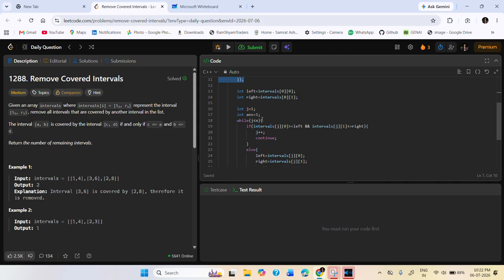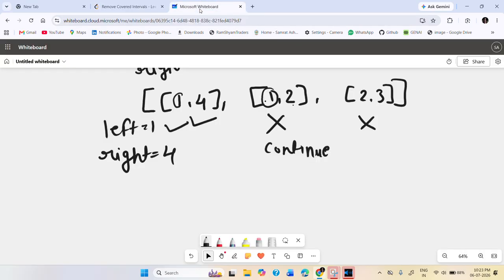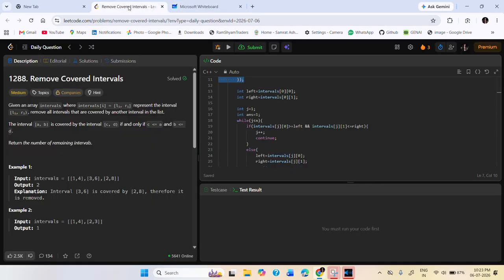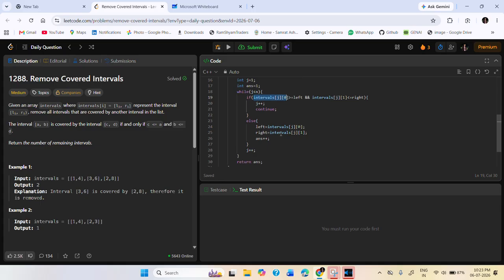While j is less than n, we initialize answer with 1, because there will always be at least one possible answer. If intervals[j][0] is greater than or equal to left and intervals[j][1] is less than or equal to right, then we directly continue and do j plus plus. Otherwise, the left value is updated to the current value and the right value is updated to the current value, and the answer is incremented, because the interval does not satisfy the condition. Again we do j plus plus, and finally we return our answer.